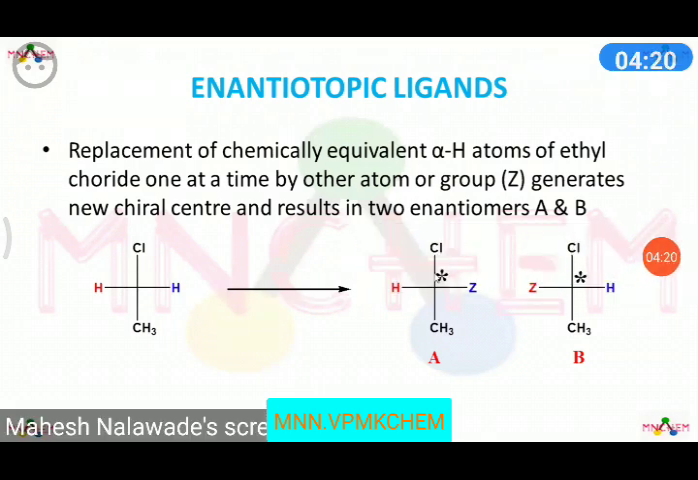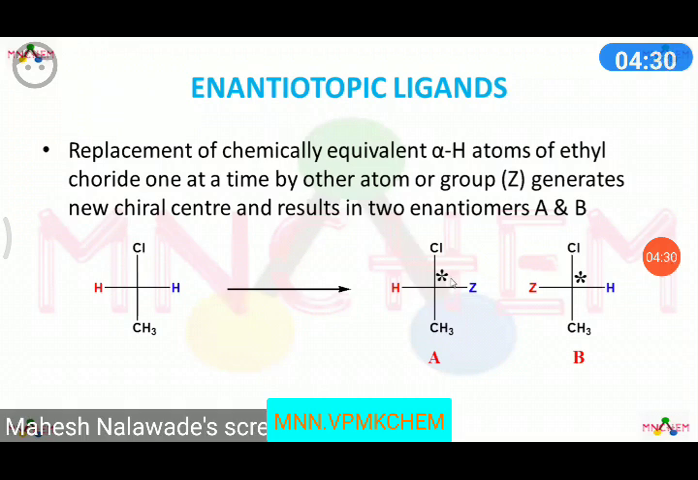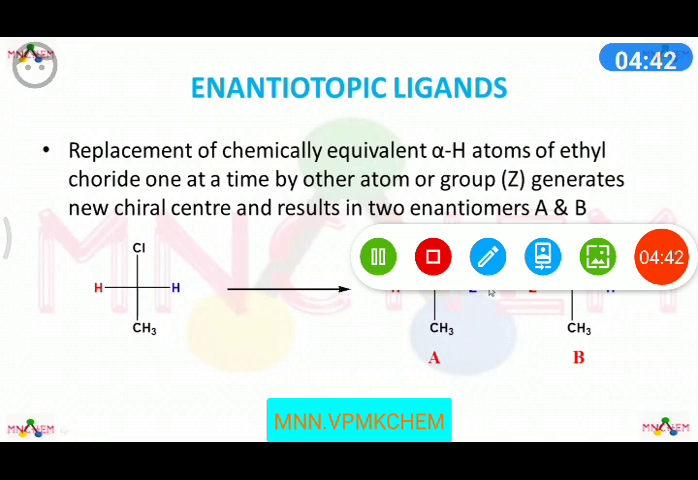Here we have an asterisk. This carbon is now marked with this asterisk, which means it has become a chiral carbon. And we all know that when we have one chiral center, we get a pair of enantiomers, A and B.